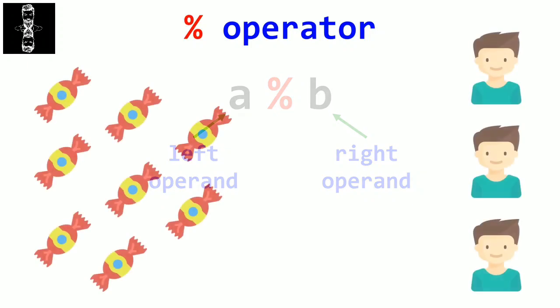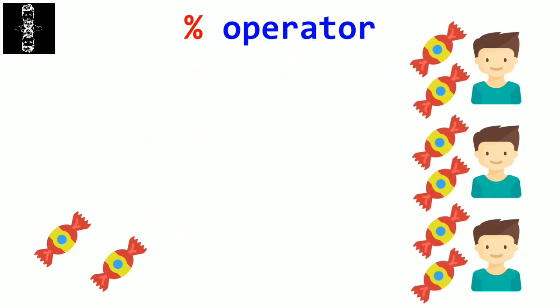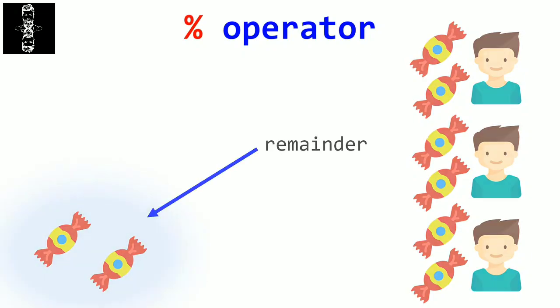For example, I have 8 candies that I want to share with 3 kids. Each kid can take up to 2 candies, and I have 2 candies left that I can divide by 3. This is the remainder. Other examples, the remainder of 11 by 4 is 3.